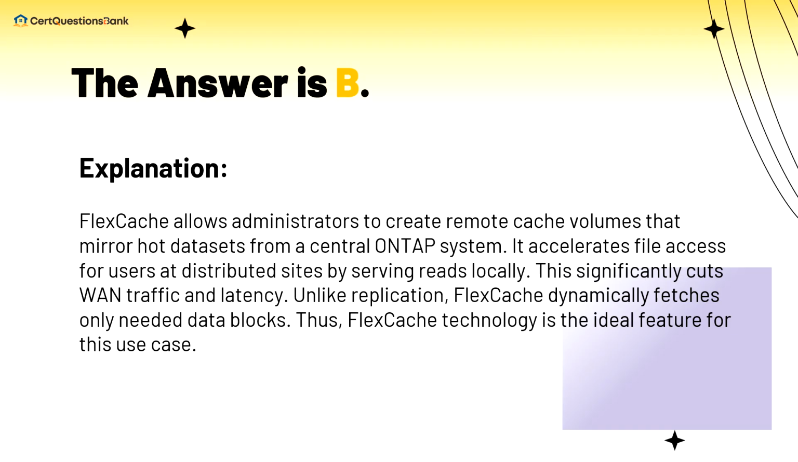FlexCache allows administrators to create remote cache volumes that mirror hot datasets from a central ONTAP system. It accelerates file access for users at distributed sites by serving reads locally. This significantly cuts WAN traffic and latency. Unlike replication, FlexCache dynamically fetches only needed data blocks. Thus, FlexCache technology is the ideal feature for this use case.